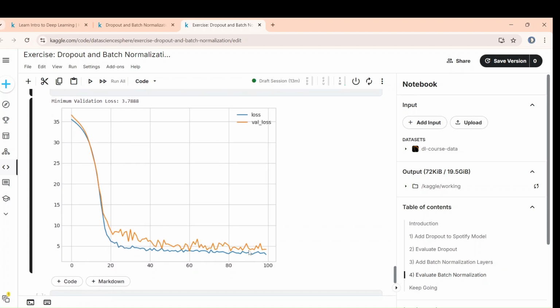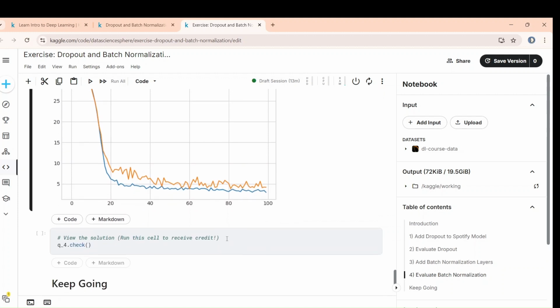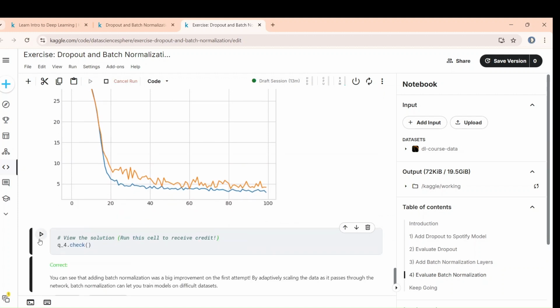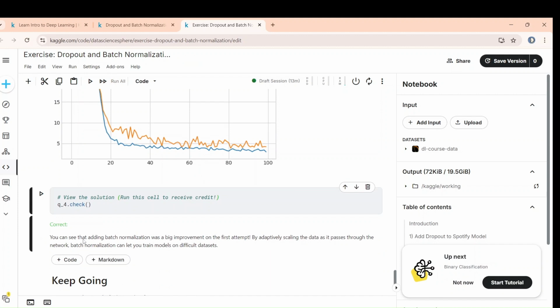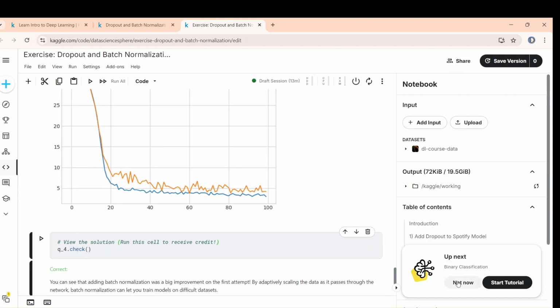Validation loss and loss are close to each other. So batch normalization is giving you a big improvement. By adaptively scaling the data as it passes through the network, batch normalization can let you train models on difficult datasets.